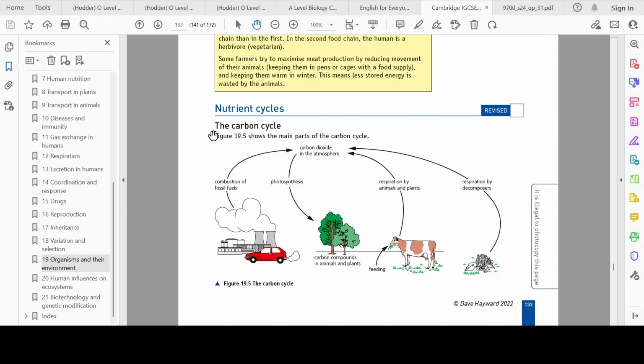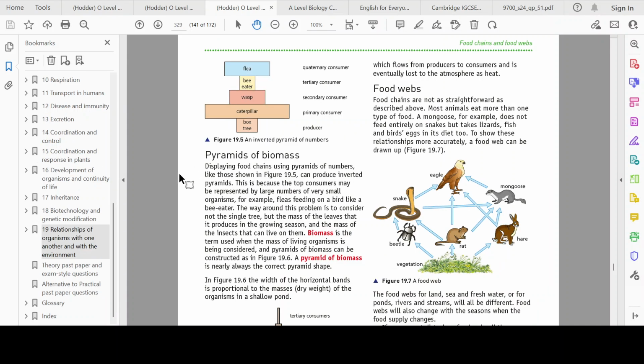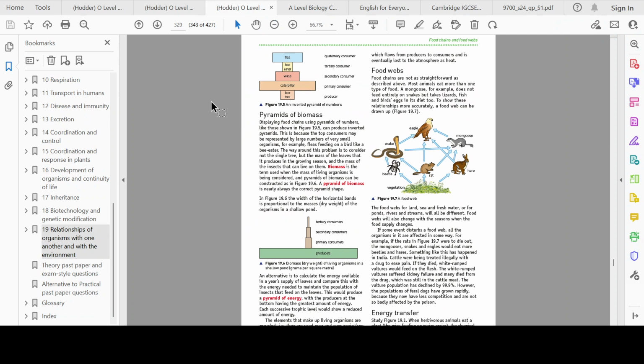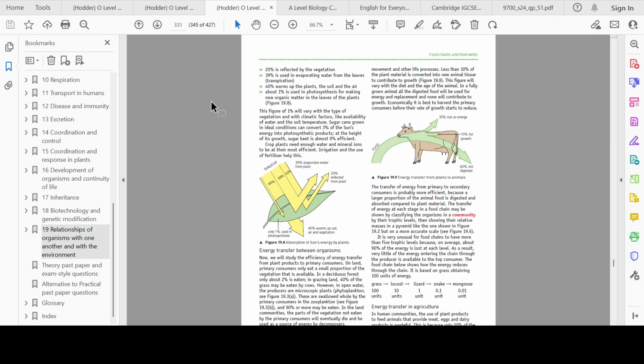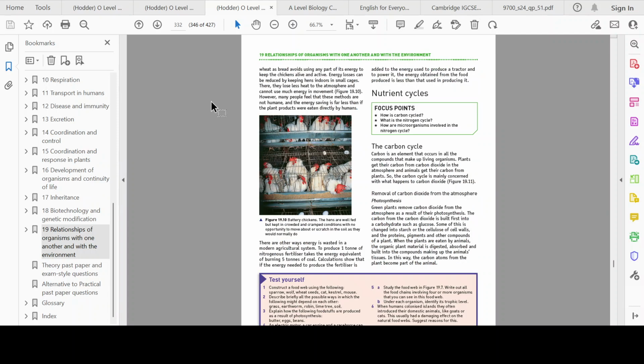Okay, the carbon cycle. Now the different cycles given in the O level syllabus. You've got the carbon cycle, you've got the nitrogen cycle. So you've got those two. Okay, all right, they're given over here.